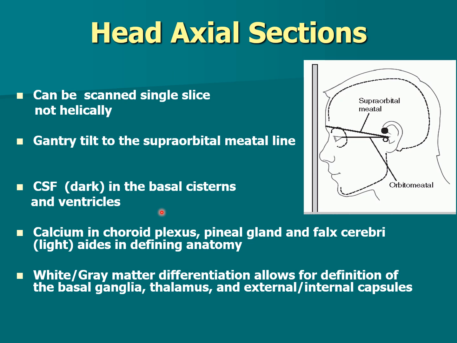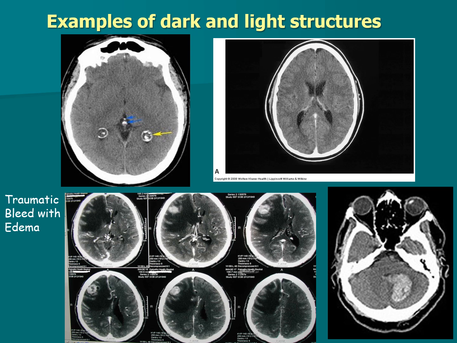Seeing the difference between the white and the gray matter allows for definition of the basal ganglia, the thalamus, and the external and internal capsules. If we're doing certain studies, we may need to be able to recognize the basal ganglia so that we can see if there's something going on there. And so this is the differentiation of the gray and the white matter, where the basal ganglia and these things are. We'll look at that in a second.